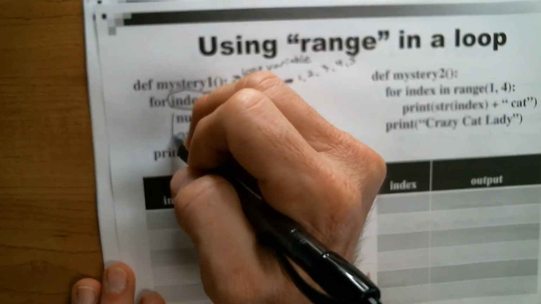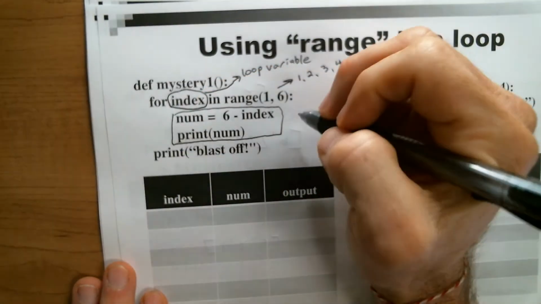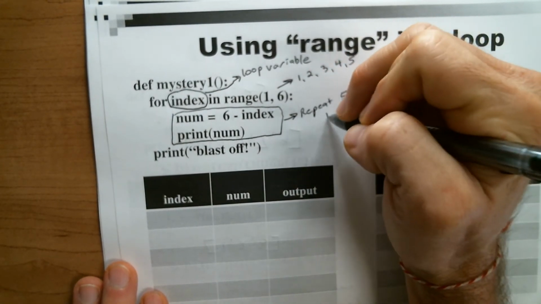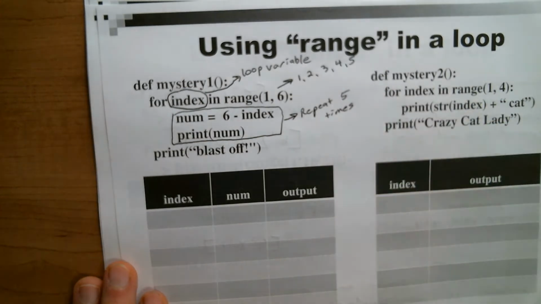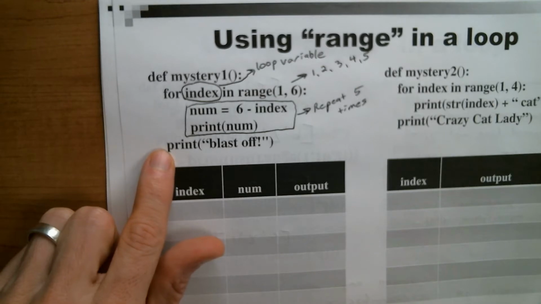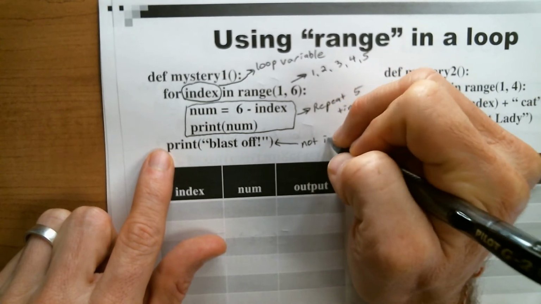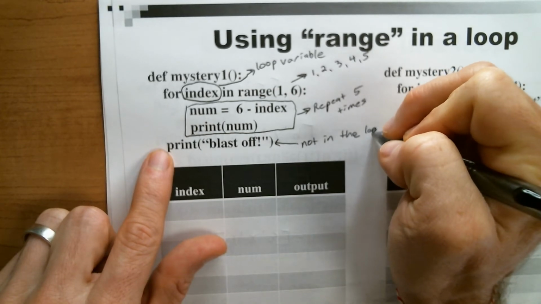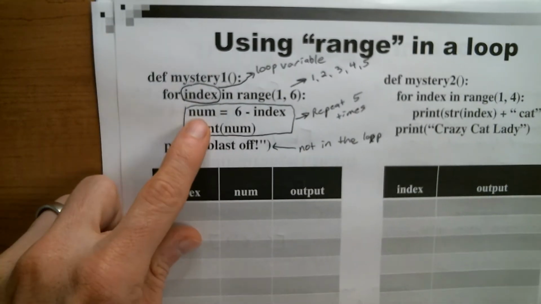So altogether, this code right here is going to repeat 5 times. Again, 1, 2, 3, 4, 5. Notice that this is not indented. Because this is not indented, it's not in the loop, which means this part is only going to happen once. So it's a little different than the stuff that's inside of here.